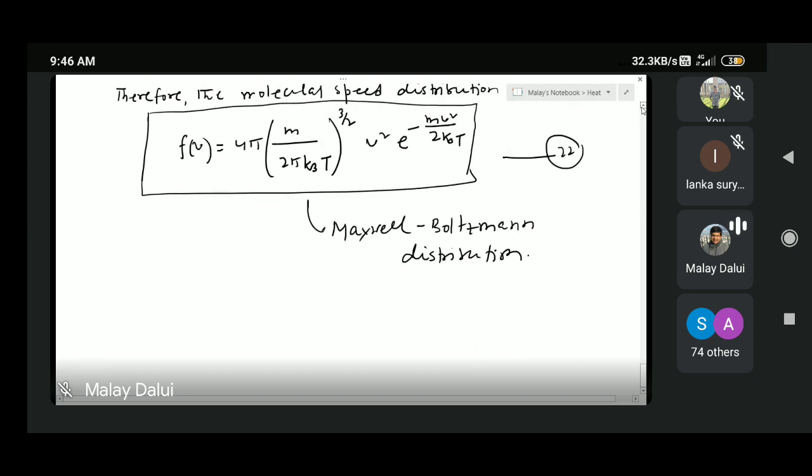Suppose you have a vessel where we had n molecules. Which molecule gets what? How many molecules have how much velocity? That is the distribution. This distribution represents that. So how does it look? First thing, the molecular speed distribution depends on temperature.